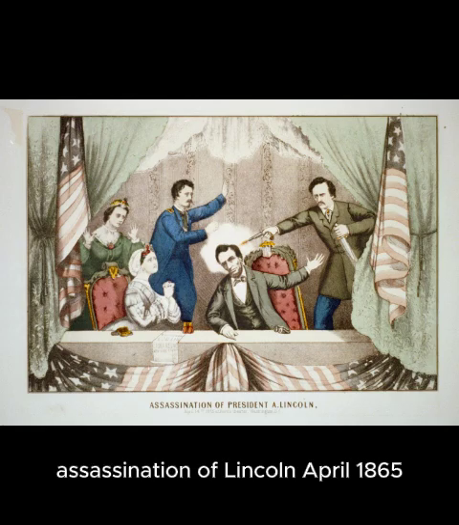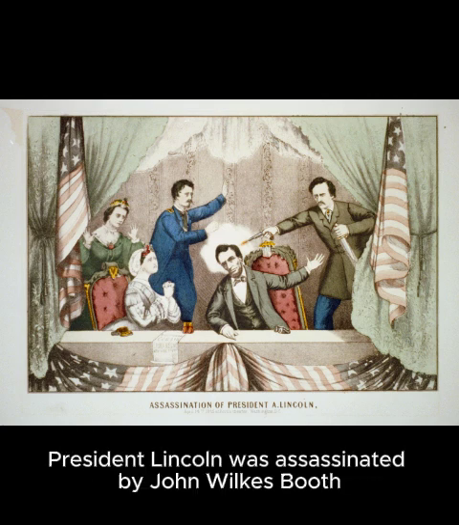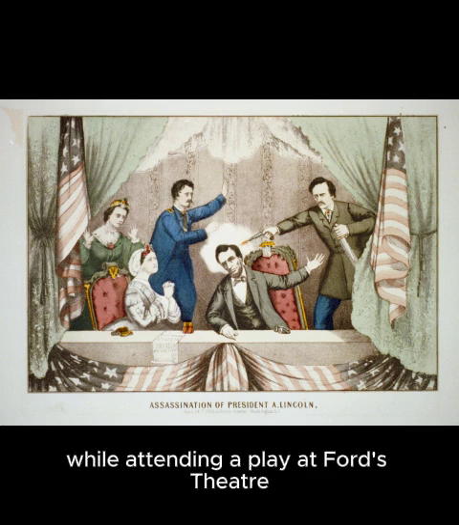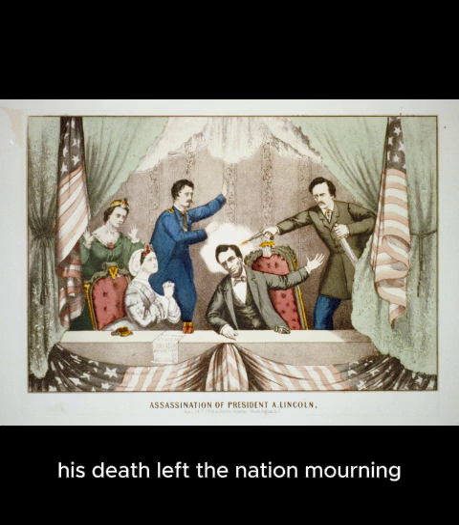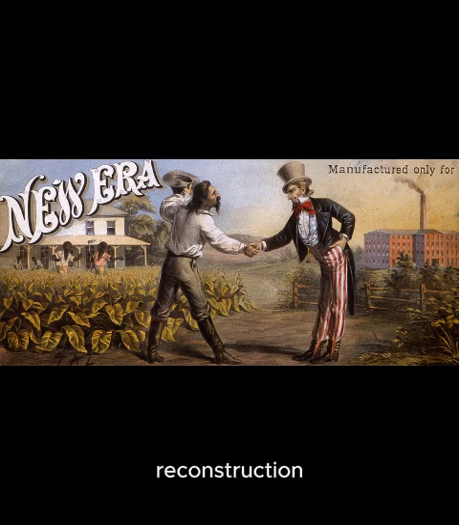Assassination of Lincoln, April 1865. Just days after Lee's surrender, President Lincoln was assassinated by John Wilkes Booth while attending a play at Ford's Theater. His death left the nation mourning and created uncertainty about the future of Reconstruction.